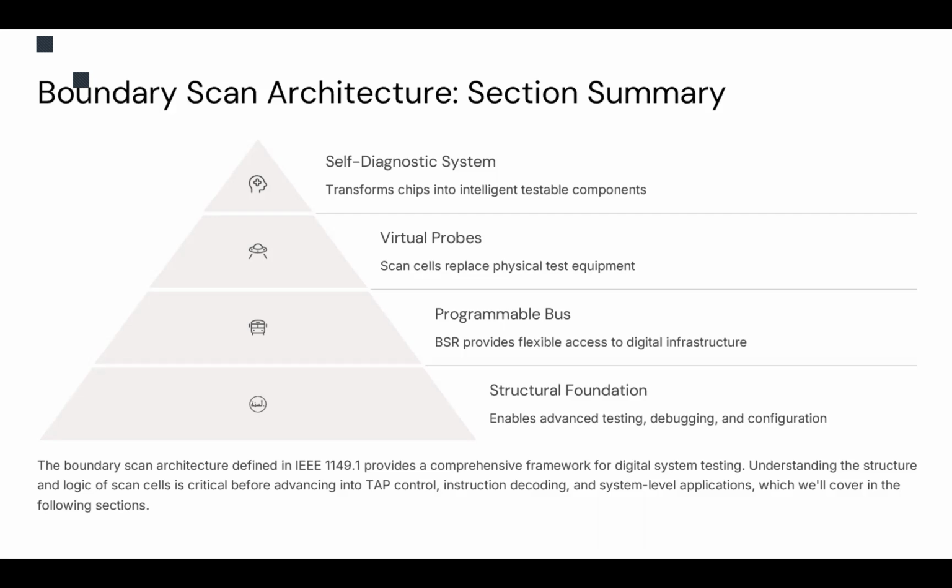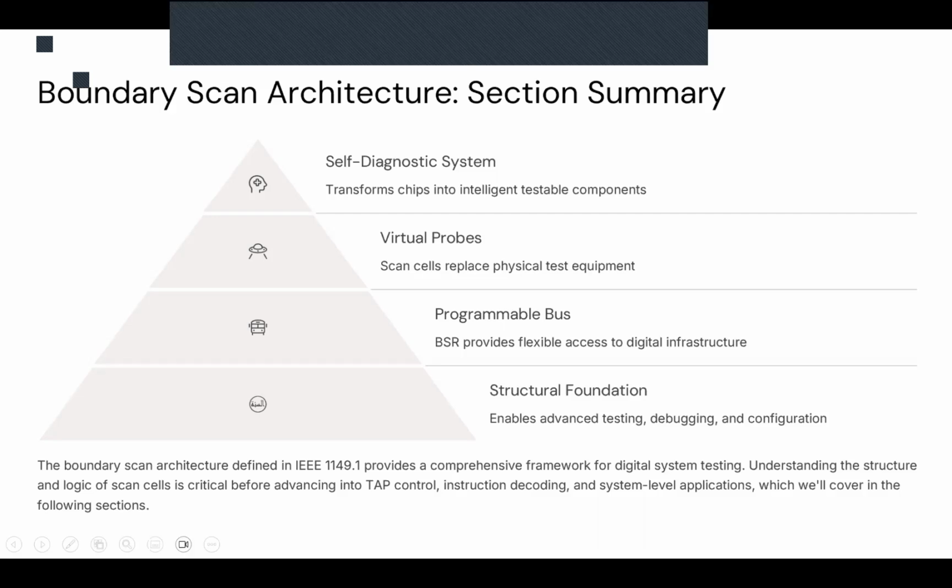And we also have testability at the board level. JTAG and those boundary scan architectures give us a virtual probe, so each scan cell replaces physical test equipment. It means we are probing all the critical nodes without physically invading those nodes with invasive probing or the expensive X-ray scans that we talked about.